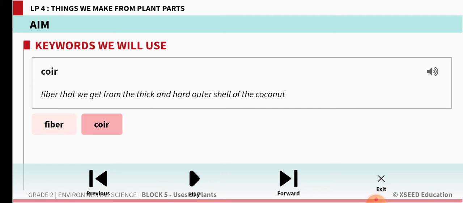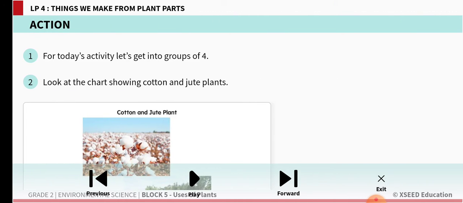Coir. See, coir is the fiber that we get from the coconut. So you all might have seen the coconut. The fiber which we get from the coconut is also used to make many things like mats, baskets and all. So the coir is the fiber we get from the coconut. C-O-I-R, coir. Please learn the spelling children.